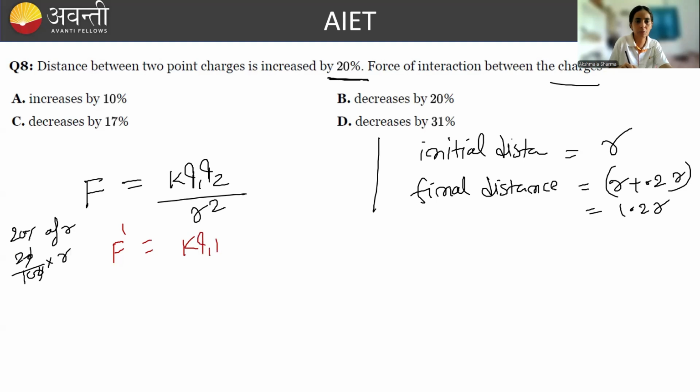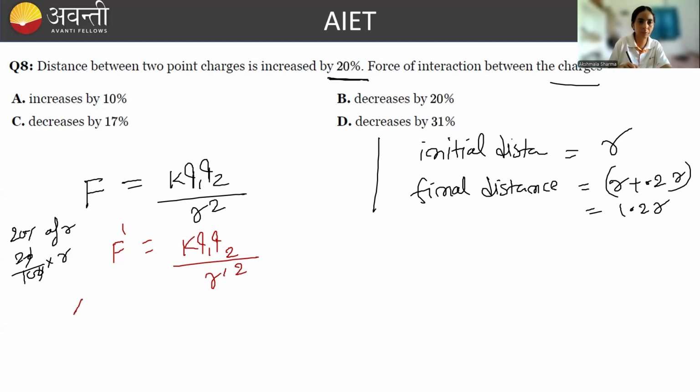K Q1 Q2 by R dash का square. That is 1.2 R का square. What we have to calculate? Force increases or decreases by what percentage? First, you see here, distance is getting increased, so force will decrease definitely. Now let's calculate change in force.